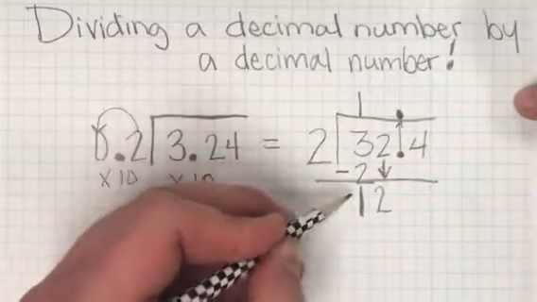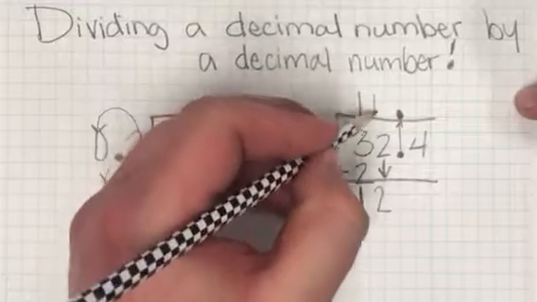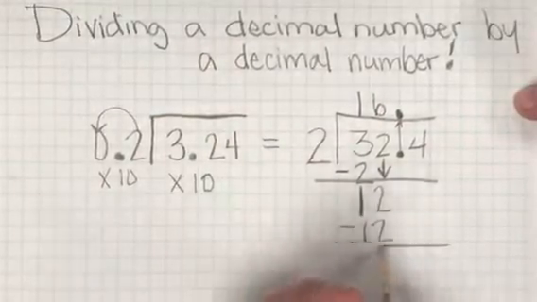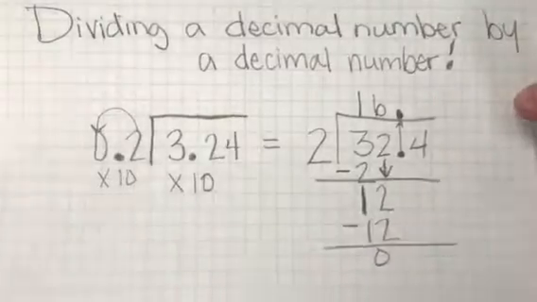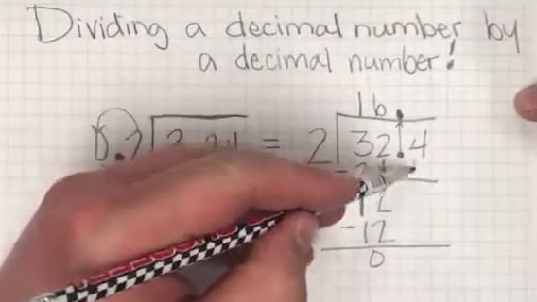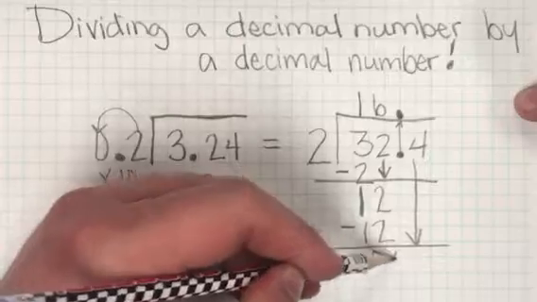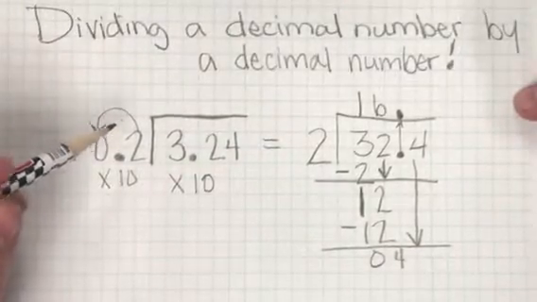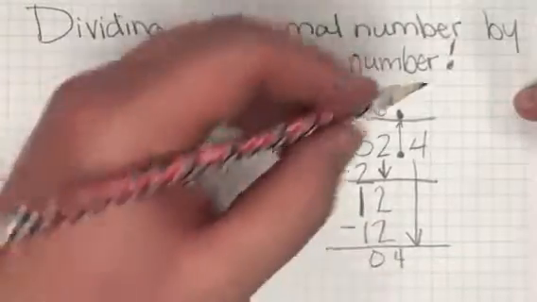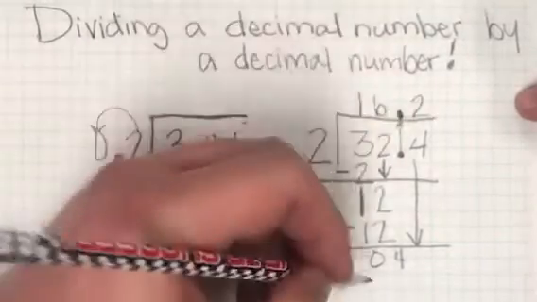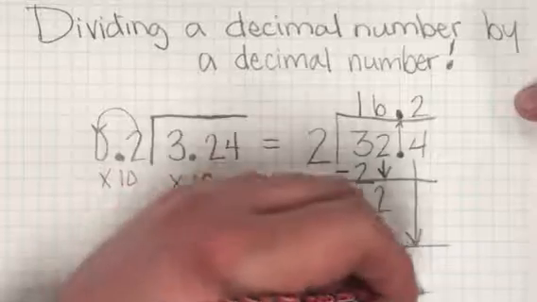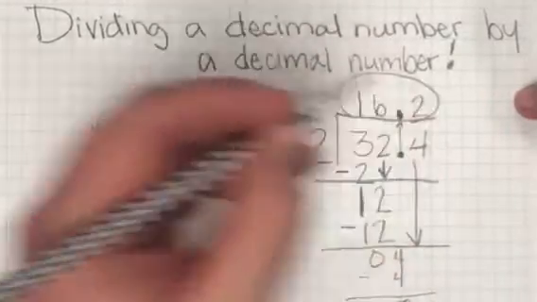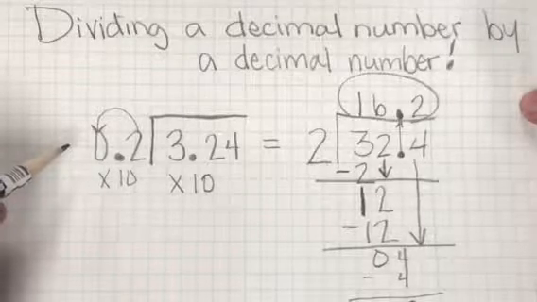2 can go into 12 6 times, and I subtract away my 12. That zeroes out for us. Now I bring down my 4, and just like in the last video that I shared for you guys, my 2 will go into 4 2 times, subtract away my 4, and so my quotient in this case is 16 and 2/10.